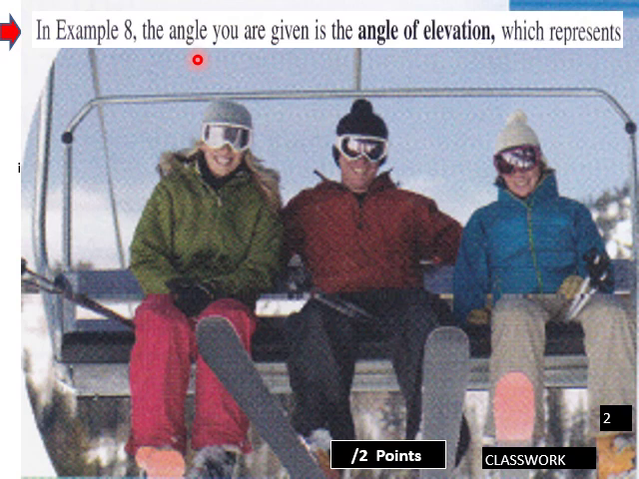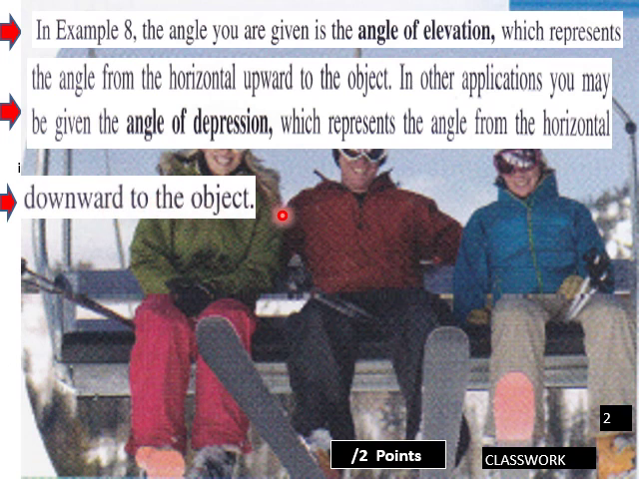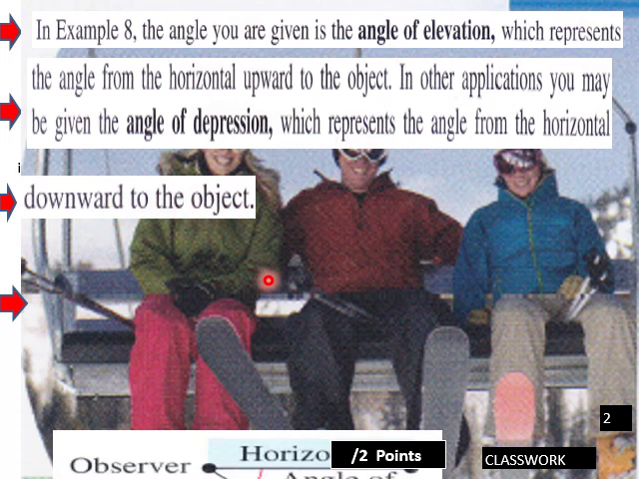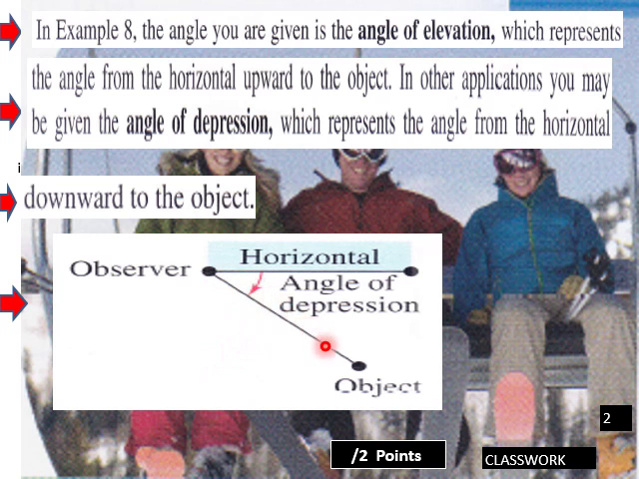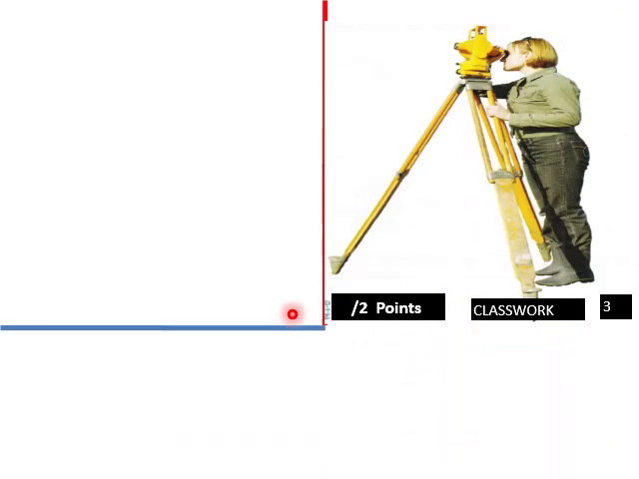So in example 8, the angle you are given is the angle of elevation. The angle from the horizontal upward to the object is the angle of elevation. In other applications, you may be given an angle of depression, which represents the angle from the horizontal downward to the object. So this would be an angle of depression here. These are problems that trigonometry, right triangle trigonometry anyways, is known to solve.